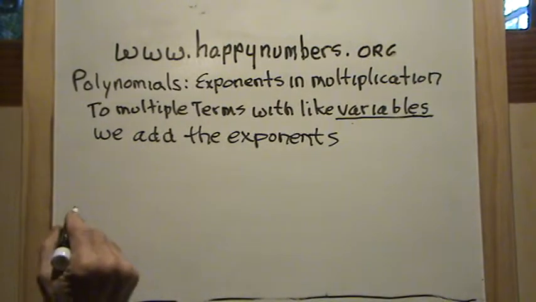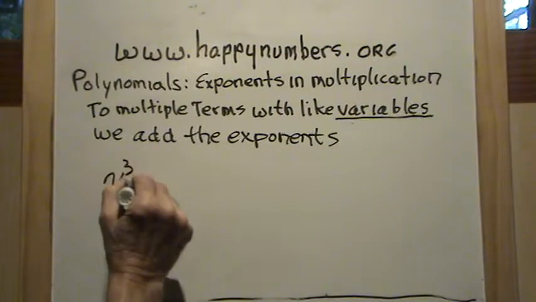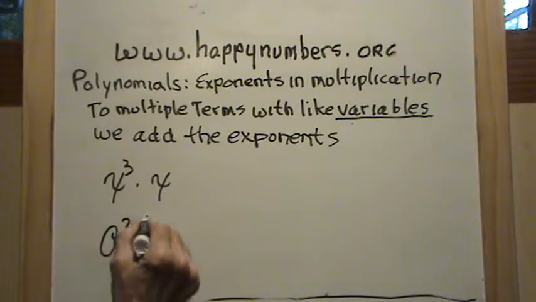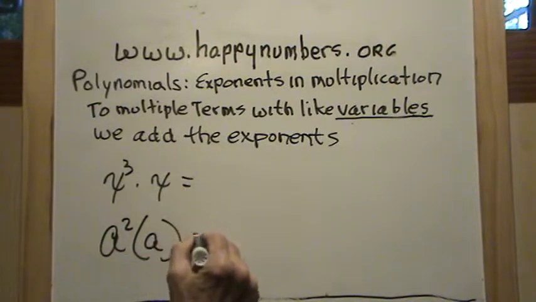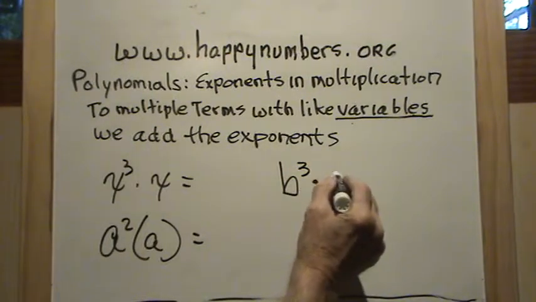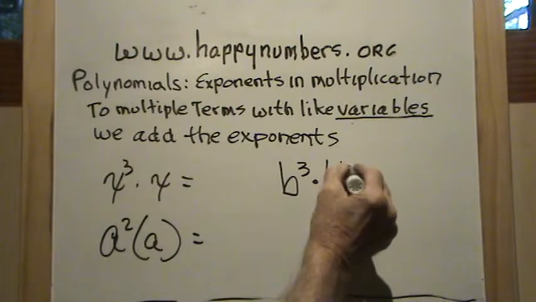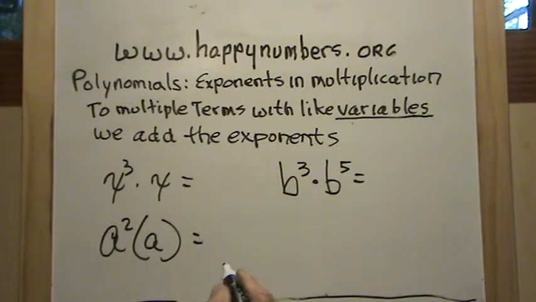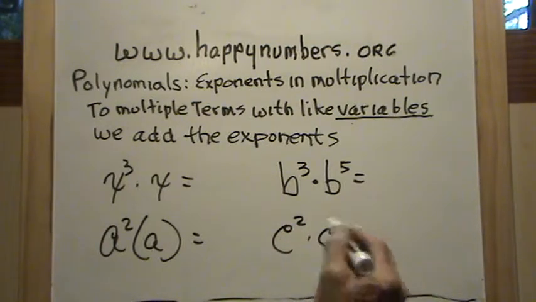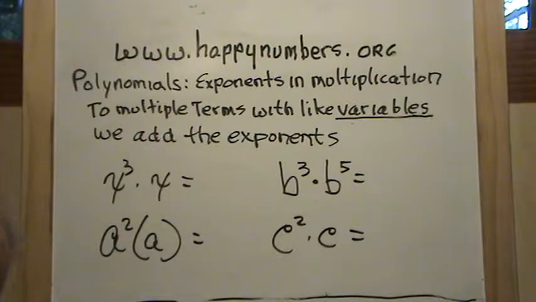Let me give you some problems here. Let's give you x to the third times x, and we'll give you a to the second power times a, and we'll give you b to the third power times b to the 5th power, and we'll give you c to the 2nd power times c. All right. Put your DVD on pause. Go ahead and work those problems. Turn your DVD back on again, and then we'll go through the solutions.